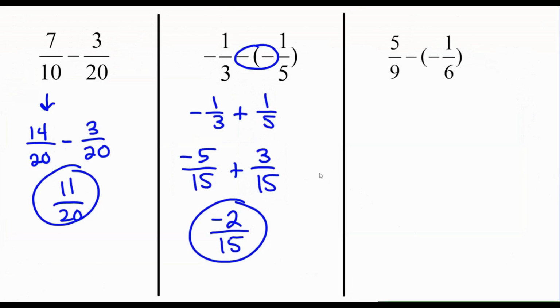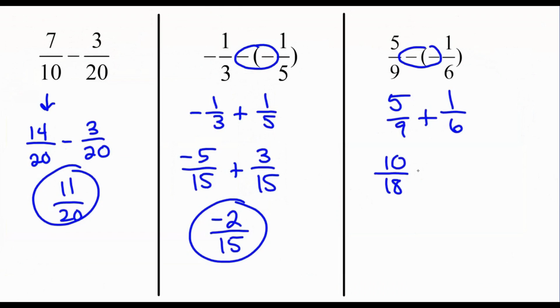And then lastly, 5/9 minus negative 1/6. Again, I'm taking away a negative. That's like addition. So 5/9 plus 1/6 is what we have. Our least common multiple of 9 and 6 is 18. So 5/9 is 10/18, and 1/6 is 3/18, and 10/18 plus 3/18 is 13/18, and that is in simplest form.